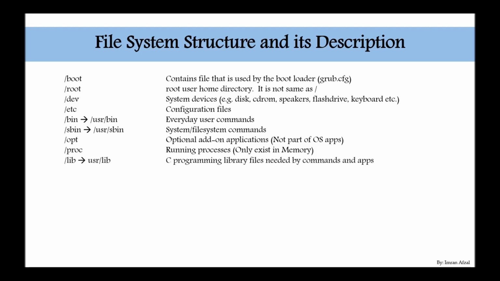/lib, which is now pointing to /usr/lib, is a location where all the C programming library files are kept, and those files are needed for commands and applications. Meaning, if you are running a command, let's say pwd or ls, all those commands actually have libraries attached to them that they go and look for. That's how these programs run, because they are written in C and C++. If you wanted to know which library file is used for which command, you could use the command strace -e open, and then the command, like pwd.